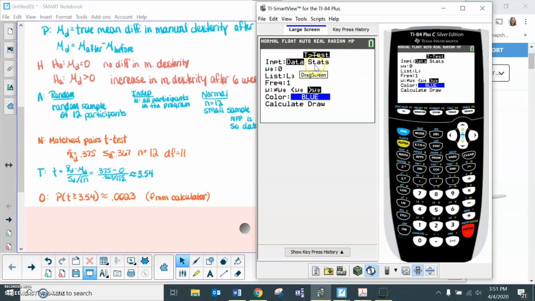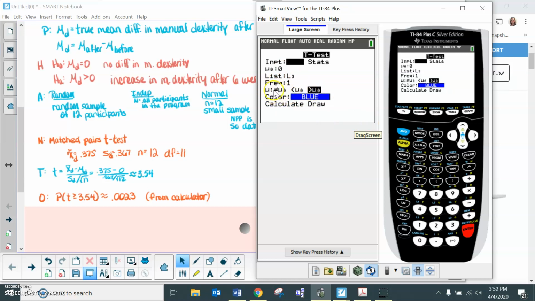Now I have a choice of either data that's sitting in a list somewhere, or if they didn't give you data to put in a list, you've got statistics in a problem. In this case, we've got data sitting in a list somewhere. So I'm going to choose data. Then here is what is your null hypothesis. Mu is equal to 0 for us. Where is that data? That data is sitting here in list 3. Here frequency 1 is fine.